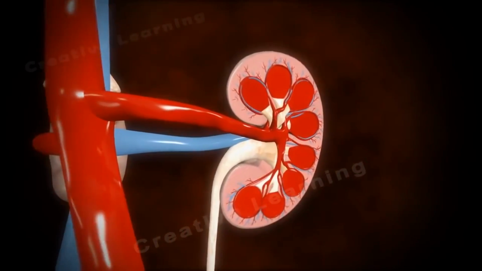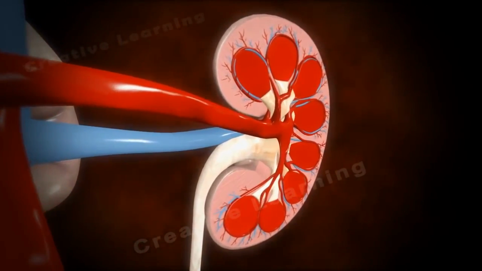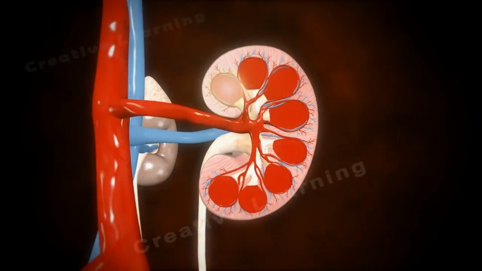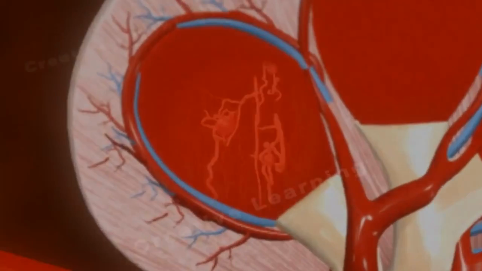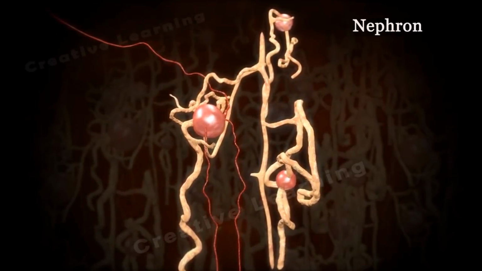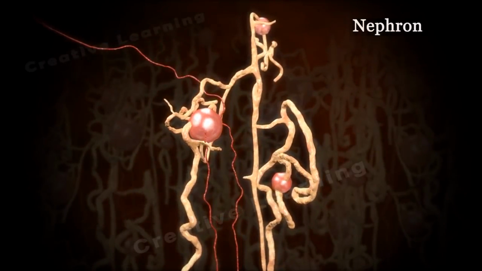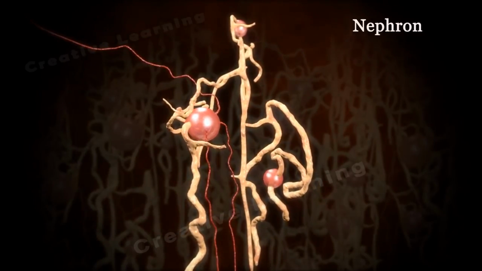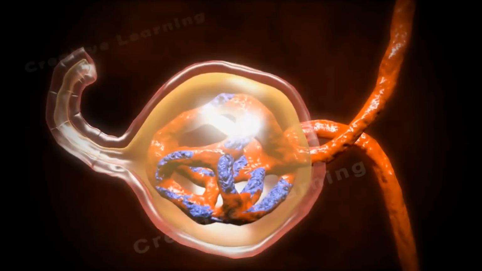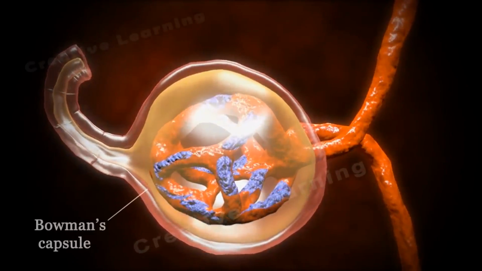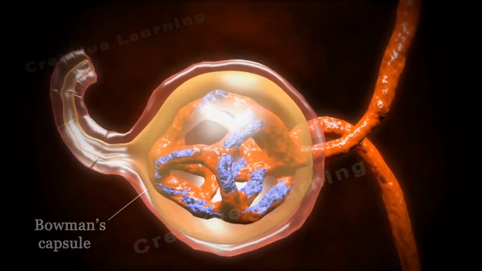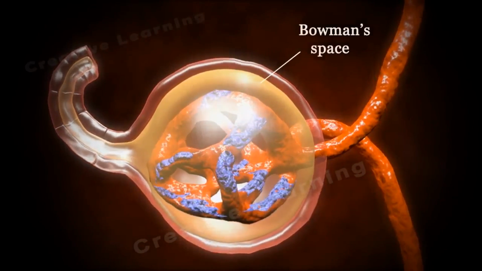Urine formation involves glomerular filtration, tubular reabsorption, and tubular secretion. The nephron is the kidney's functional unit. At the beginning of the nephron, the glomerulus is a network, a tuft of capillaries that performs the first step of filtering the blood. The glomerulus is encased in a thin, double-walled capsule called Bowman's capsule. The space inside the capsule and surrounding the glomerulus is called Bowman's space.